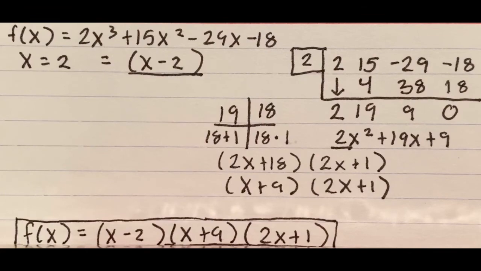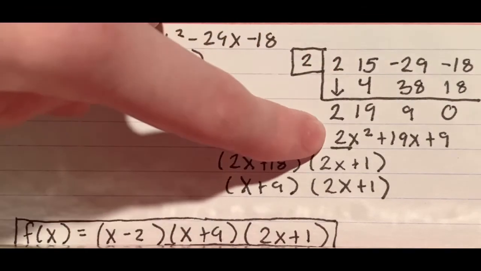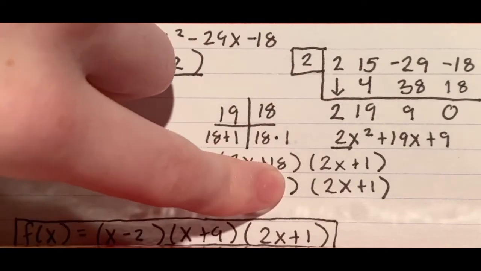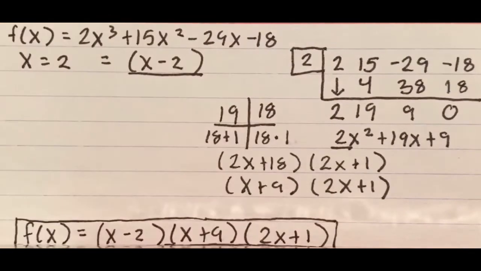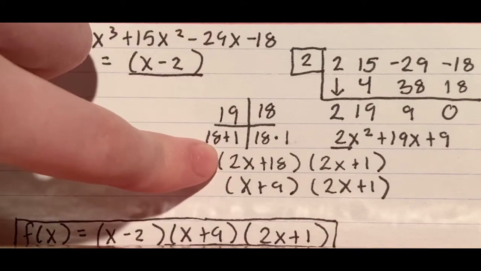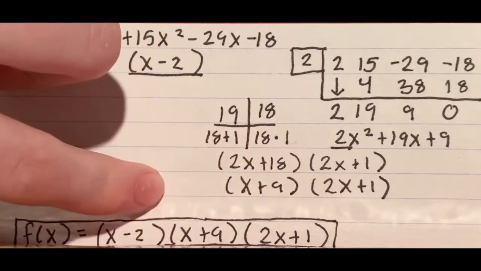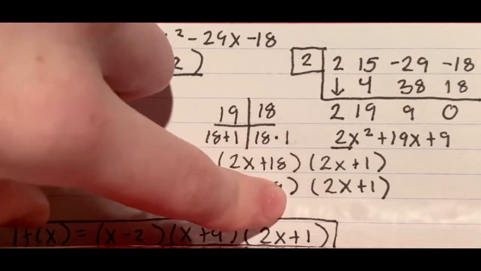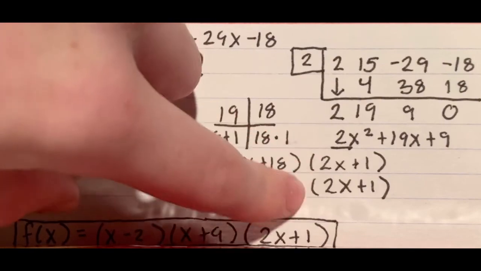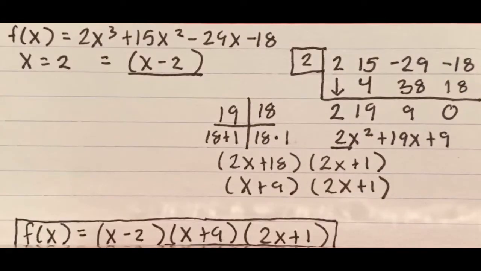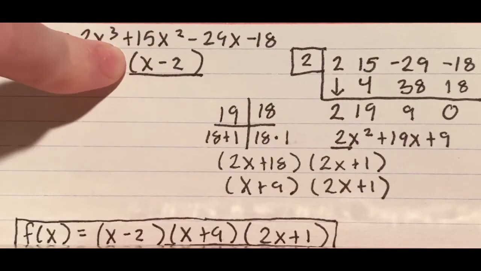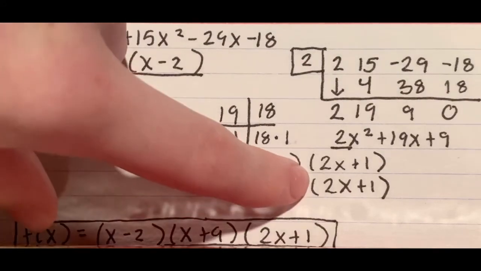So now we need to plug these into our factors. Remember that our a value is 2, so you want to put 2x plus 18 and 2x plus 1. Now if you can simplify, simplify. So here the greatest common factor is 2. So you want to take out 2 here as well. So you're going to be left with x plus 9. And here we can't simplify it any further, so it's just going to be 2x plus 1. So we have this factor here, x minus 2, we have x plus 9, and we have 2x plus 1.